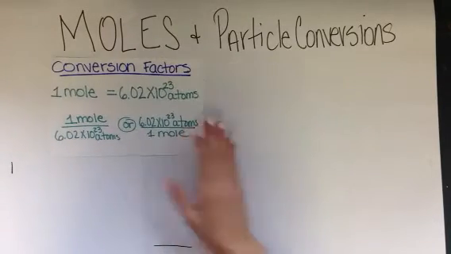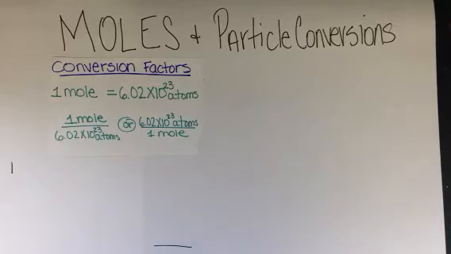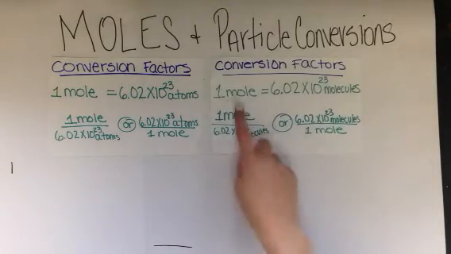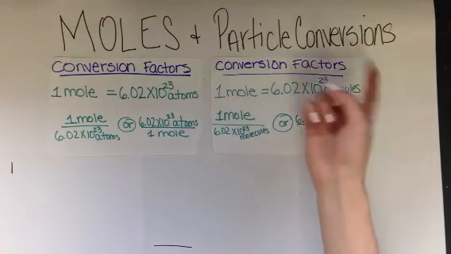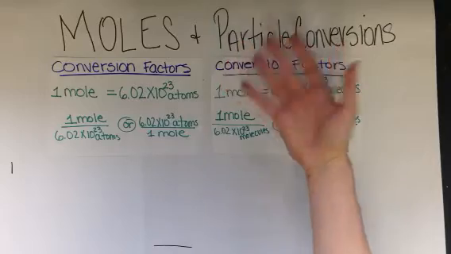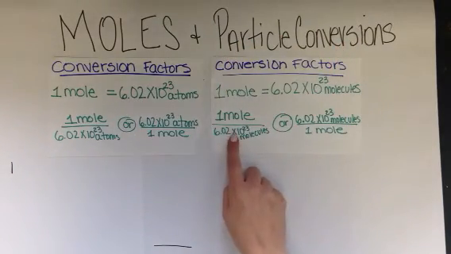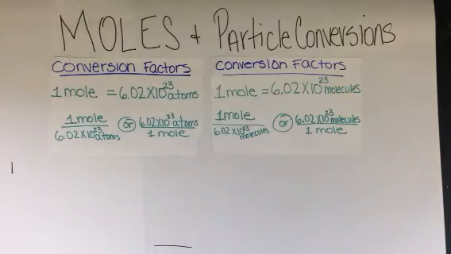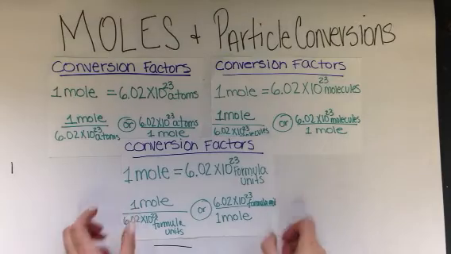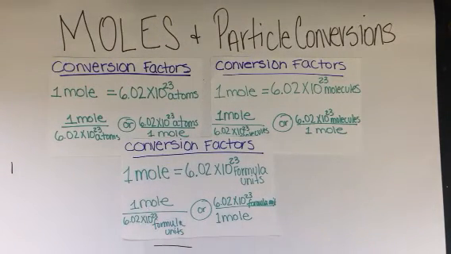Okay, great. What was the other one we talked about? Remember, the other particle was molecules. Same thing here. 1 mole is equal to 6.02 times 10 to the 23rd molecules. In my last example, I used water. So you can write it like this or like this as a conversion factor. And the last particle I talked about was formula units. So let's take a look. 1 mole is equal to 6.02 times 10 to the 23rd formula units. You can write it as a conversion factor like this or like this.